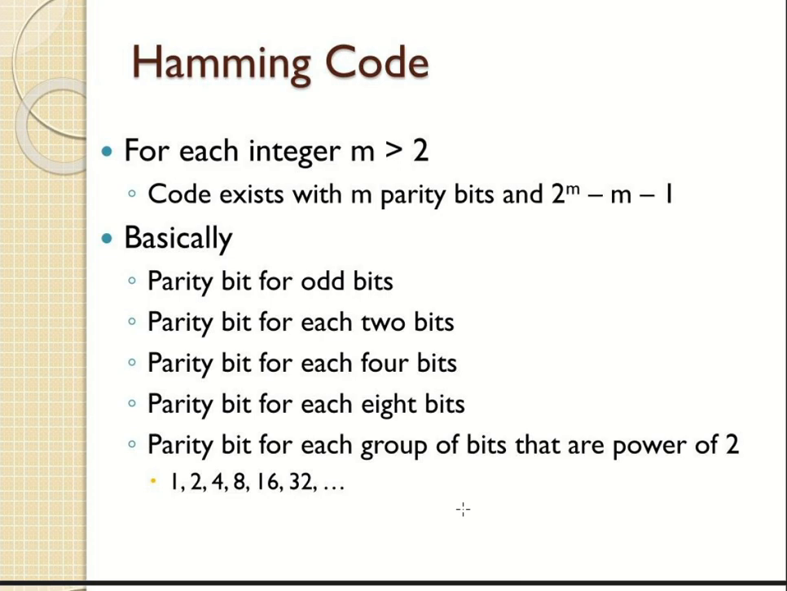So basically, the parity bit at position 1 checks all odd positions, for example 1, 3, 5, and 7, and so on. The parity bit at position 2 checks every second and third position, for example 2, 3, 6, 7, and so on. And last but not the least, the parity bit at position 4 checks blocks of 4 bits, for example 4, 5, 6, 7, 12, and 13, and so on.